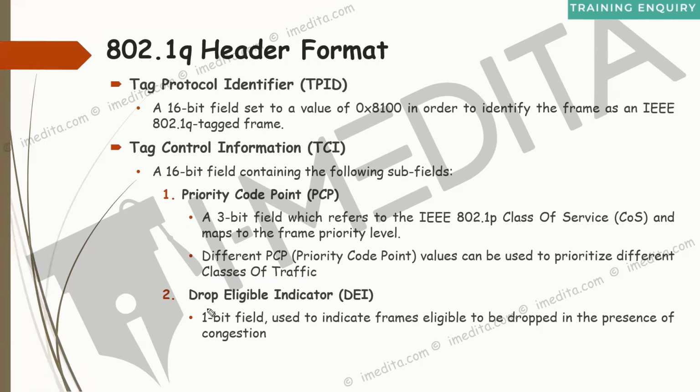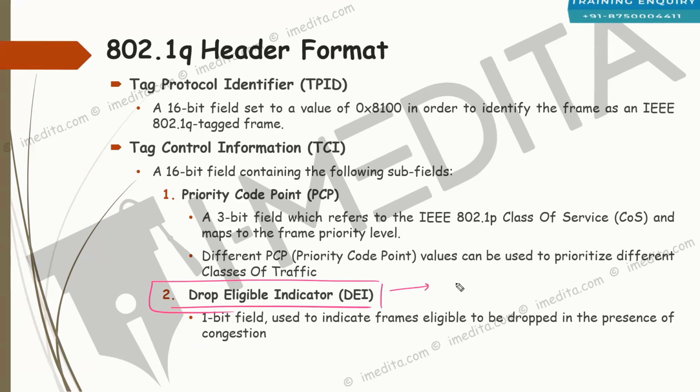And DEI, a 1-bit field, is used to indicate the frame's eligibility to be dropped in the presence of congestion. So if there is some congestion, can the frame be dropped or not? That is marked with the help of this field called DEI. Earlier, in the older implementation, this was called CFI. CFI stands for canonical format indicator.